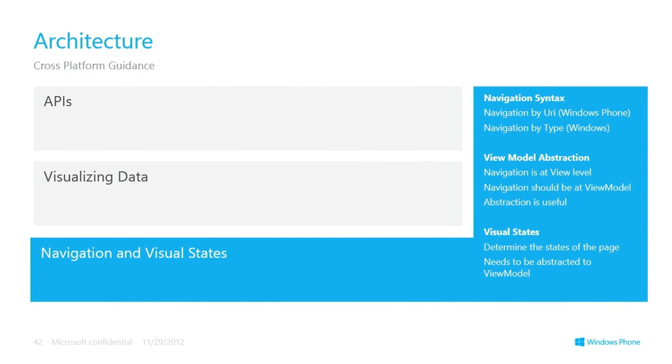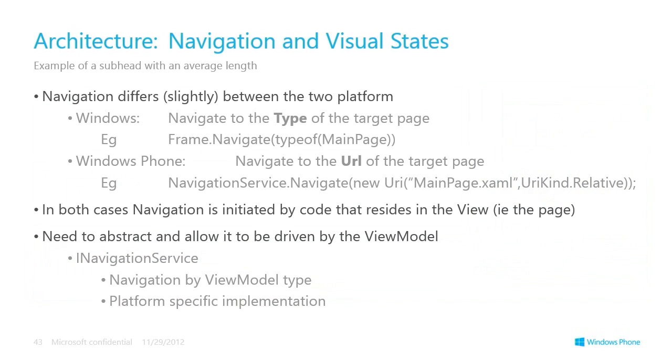Right, the last thing I just want to cover is where we've got subtly different things, which is navigation and visual states. So navigation between the two is essentially the same in that you navigate from one page to another, but there are implementation differences. So on Windows, you call frame.navigate to the type of main page. On Windows Phone, we call navigation service.navigate to a new URI, so you navigate to MainPage.xaml. But essentially, it's doing the same thing, just in slightly different ways.